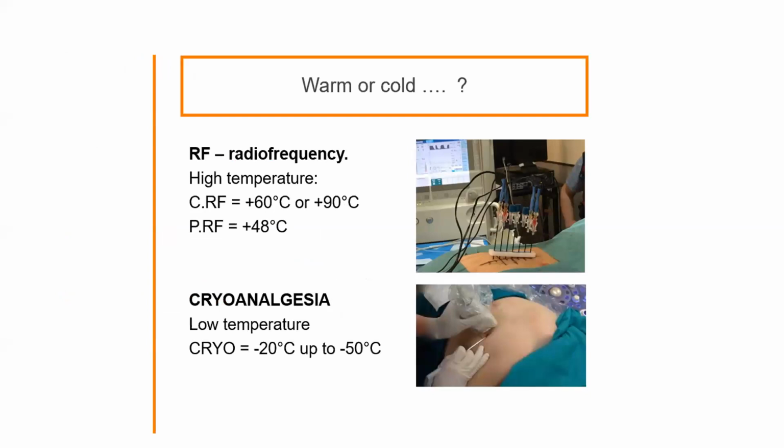So when we talk about warm or cold, we use a lot of radiofrequency ablation. Typical radiofrequency ablation, whether conventional or cooled RFA, is usually around 60 degrees for cooled RFA, for example. A lot of people are confused about cooled RFA because it's not really cool. It's 60 degrees still, but it's relatively cooled compared to the conventional, which is usually 80 degrees. And you can use pulsed RF, where the temperature is usually plus 42 to plus 48 Celsius. While cryoanalgesia is the application of very low temperature, anywhere from negative 20 Celsius down to negative 50 Celsius.